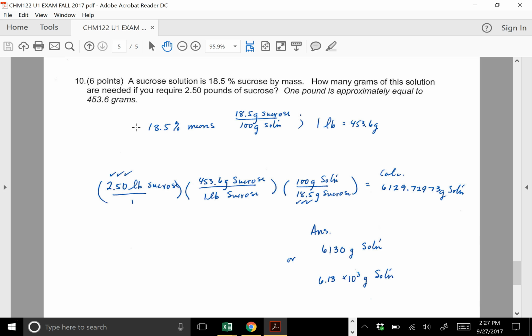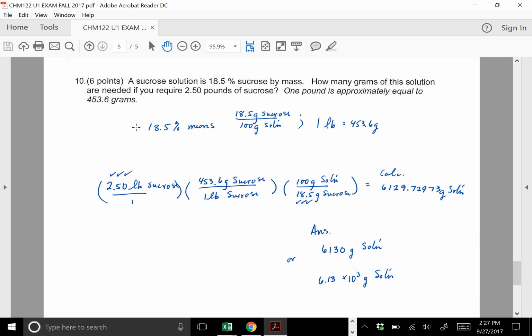Again, what do you do next? Well, if you look at your doodle, you're like, well, what do I have grams of sucrose? Well, I unpacked my weight percent. I've got grams of sucrose right there, but I need to flip it. So there's where I'm going to go ahead in my next term, I'm going to put 100 grams of solution over 18.5 grams of sucrose. Now my grams of sucrose cancel. I'm left with grams of solution, which is awesome.